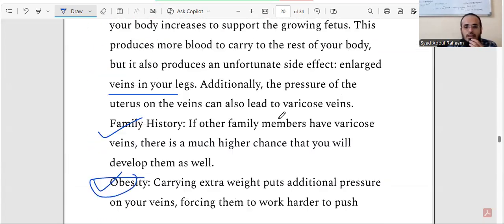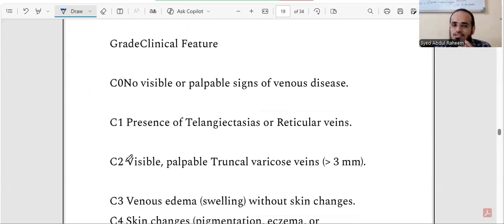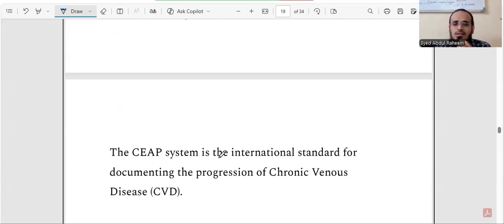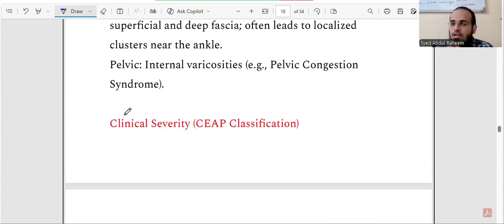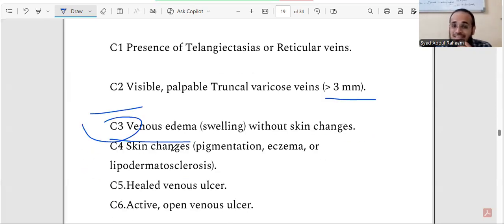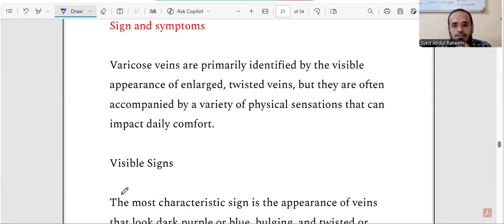Sometimes you can also grade it: C0, C1, C2, C3, C4, C5, C6. This is the new system in chronic venous disease, the CEAP system. It is an international standard. According to the stage: more than 3 mm is C2, edema is C3, skin changes C4, healing ulcer C5, non-healing ulcer C6. So it is a grading system of varicose veins. Nowadays it is used in international standards.